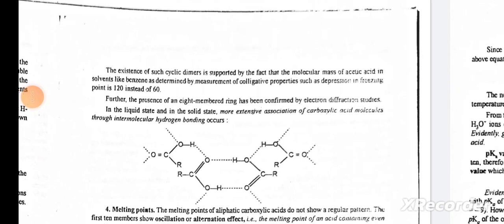The existence of such cyclic dimers is supported by the fact that the molecular mass of acetic acid in solvents like benzene, as determined by measurement of colligative properties such as depression in freezing point, is 120 instead of 60. Further, the presence of an 8-membered ring has been confirmed by electron diffraction studies in the vapor state, and in the solid state, more extensive association of carboxylic acid molecules through intermolecular hydrogen bonding occurs.